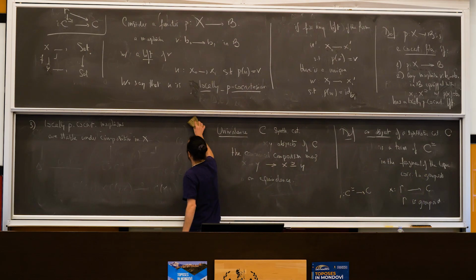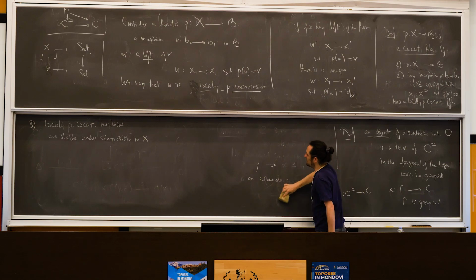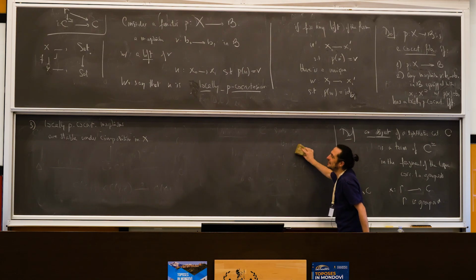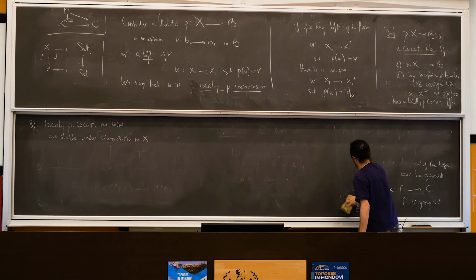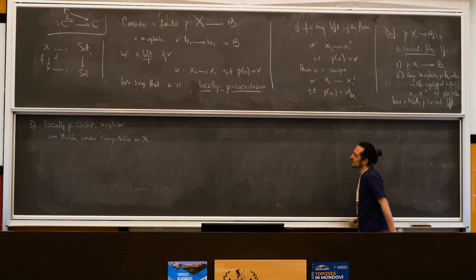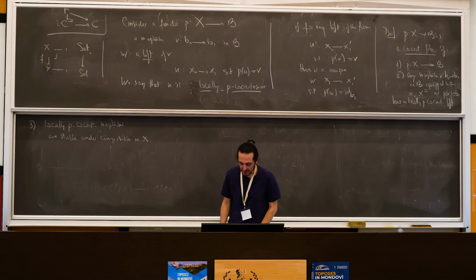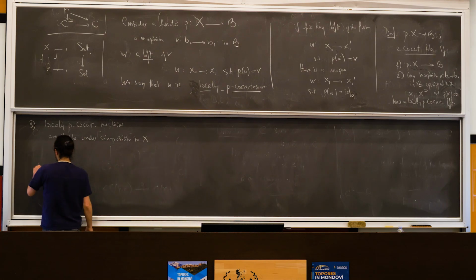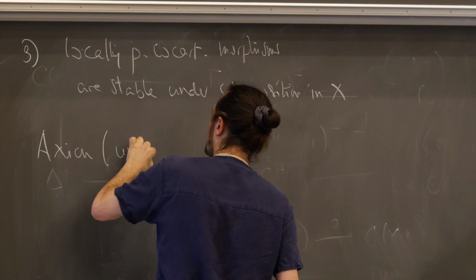Yes? We don't define topoi yet, but we define descent. Okay, and now that we know what they are, we can introduce a new axiom. It is about universal properties.